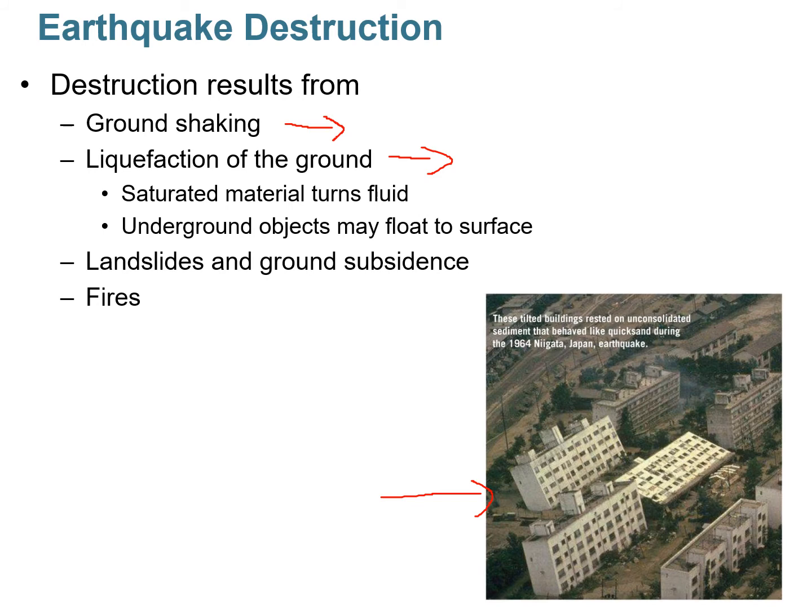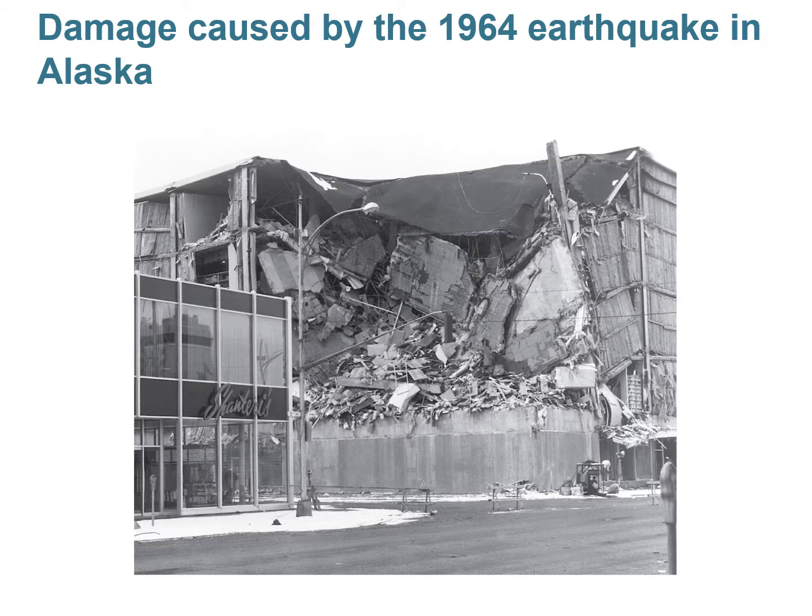Underground things can float up to the surface, like septic tanks and sewers and stuff like that. Earthquakes can also cause landslides and ground subsidence, so stuff can sink, and also fires. The 1906 earthquake in San Francisco basically ruptured gas lines, and that caused fires, and about half of San Francisco burned down in 1906 as a result of that earthquake.